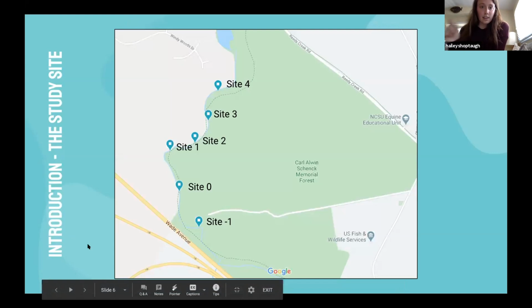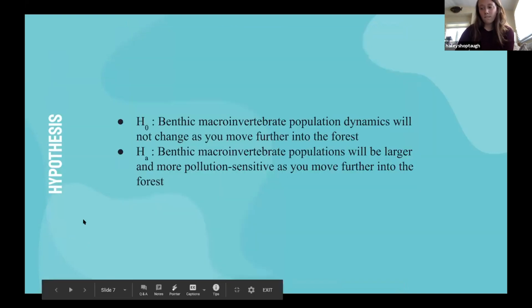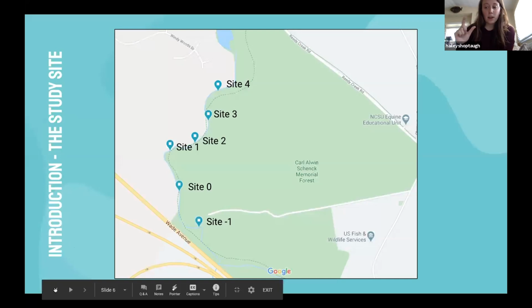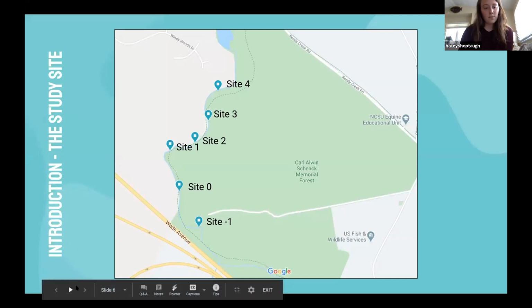I found 6 sites within stream 1, which runs right under Wade Avenue. So I started looking at how the forest was helping the macroinvertebrate communities recover from whatever pollution Wade Avenue or I-440 were dumping into the stream. Each of those sites is about 150 meters apart as the crow flies, so it was a pretty even spatial analysis.